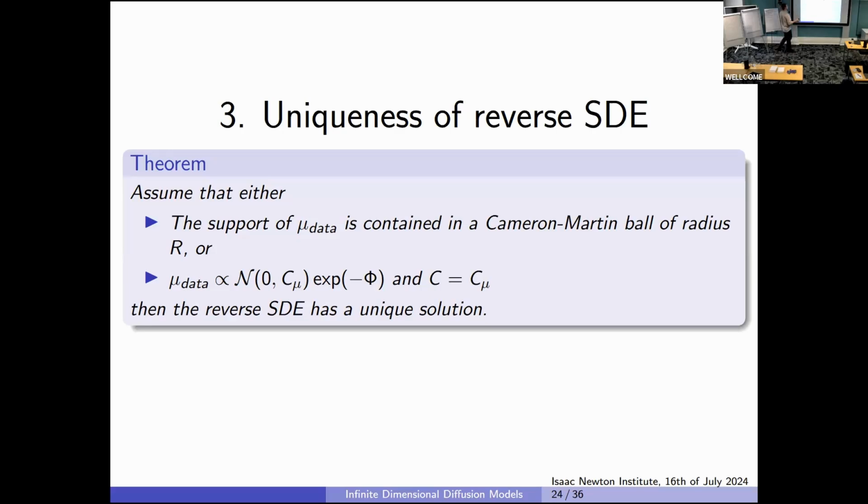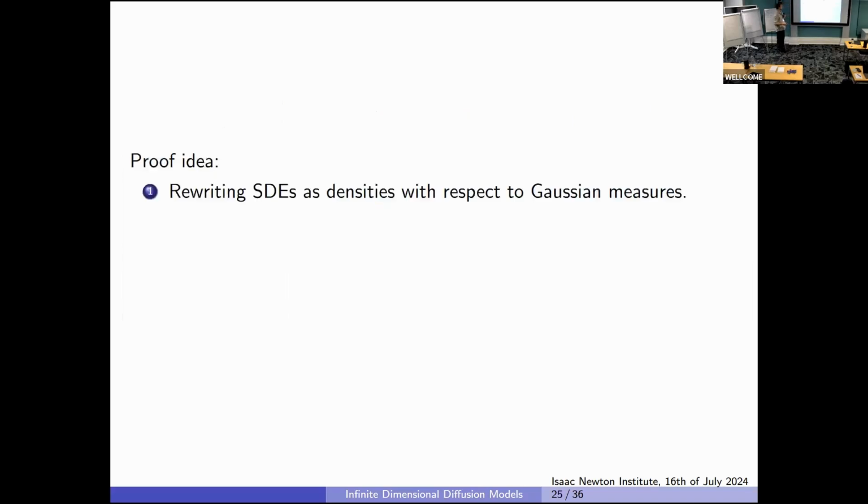And in the second case, we say that mu data already looks relatively close to a Gaussian measure. And in that case, intuitively, at least, you don't want to pick much rougher noise. If your data already looks like a Gaussian measure, you maybe just want to use the forward process, which will go exactly to this normal distribution. And in this case, you can also prove uniqueness.